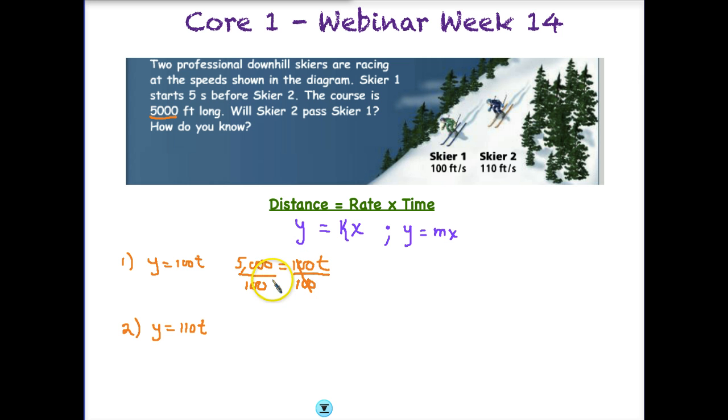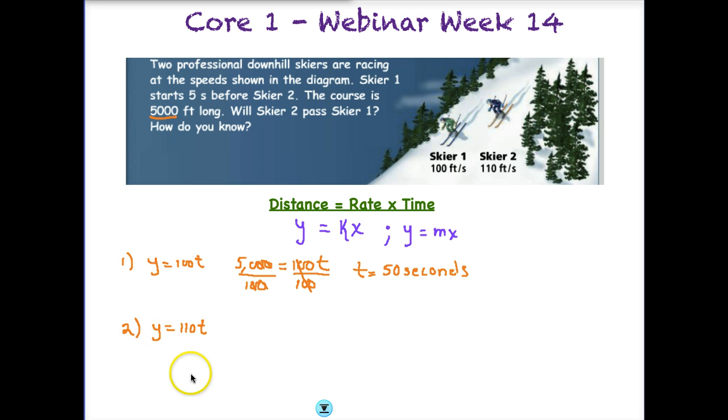100 divided by 100 cancels. I've got 2 zeros, so it looks like 50. So our time for skier 1 is 50 seconds. So it will take him 50 seconds to go 5,000 feet. Okay? So let's go ahead and look at skier number 2.